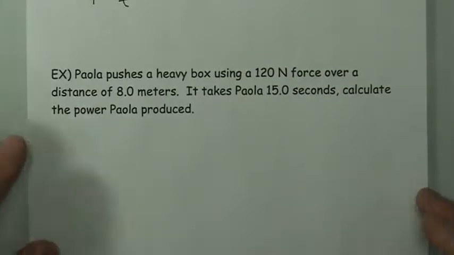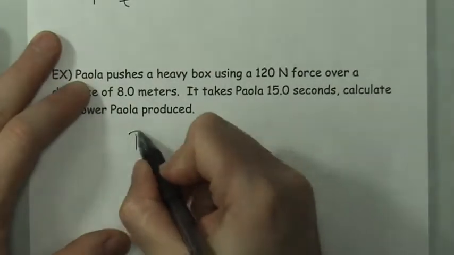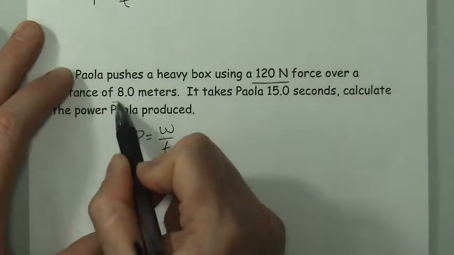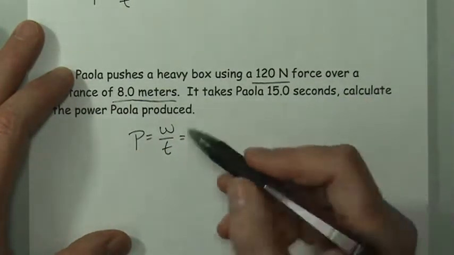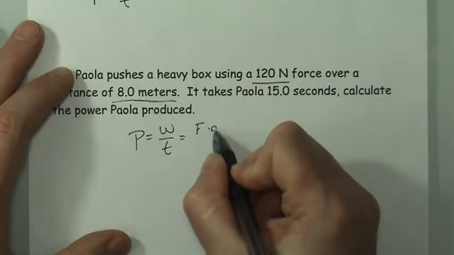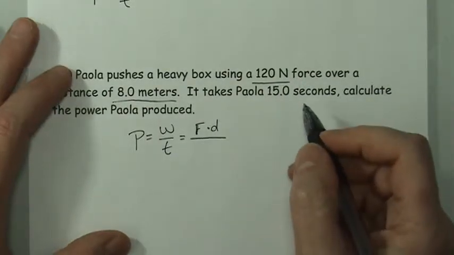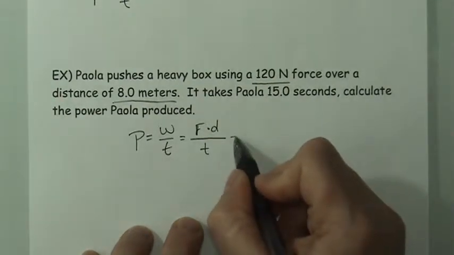So let's assume that Paula is pushing a heavy box using 120 newtons of force over a distance of 8 meters, and it takes her 15 seconds to make this move. If you are being asked to calculate the power, the formula for power in this case would be work over time. She is doing work because she exerted a force over some displacement. So important to remember, what is the formula for work? The formula for work is F times d. We're not given any information about the angle, so we'll assume that the force was being applied parallel to the displacement, and then we need to divide by the time to come up with the actual power.